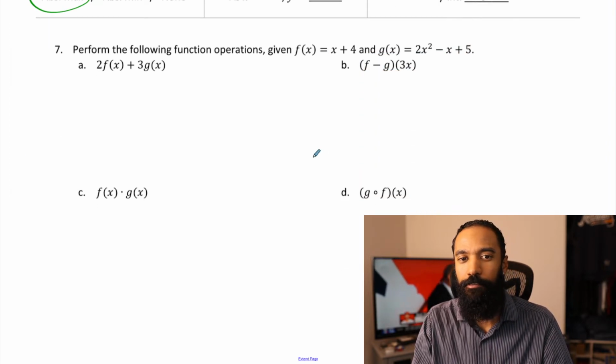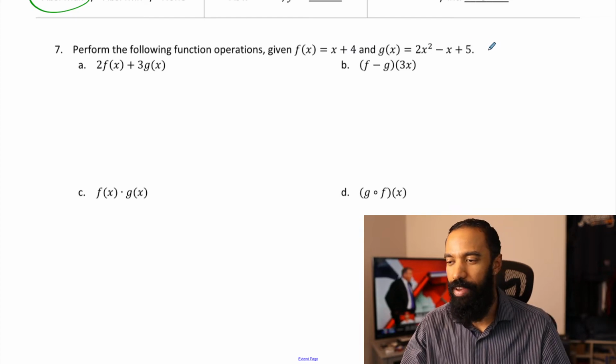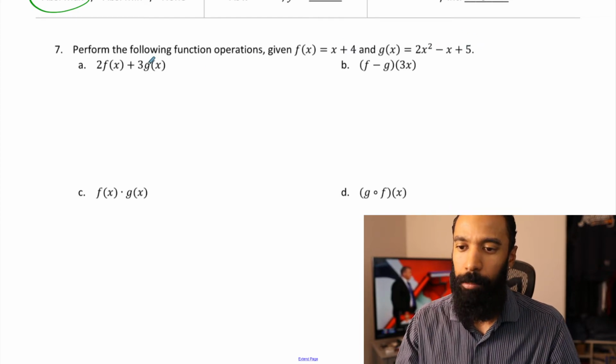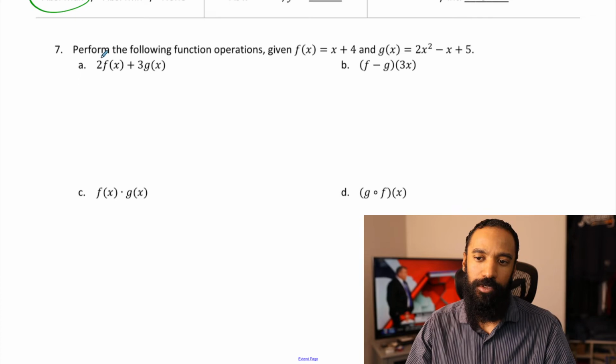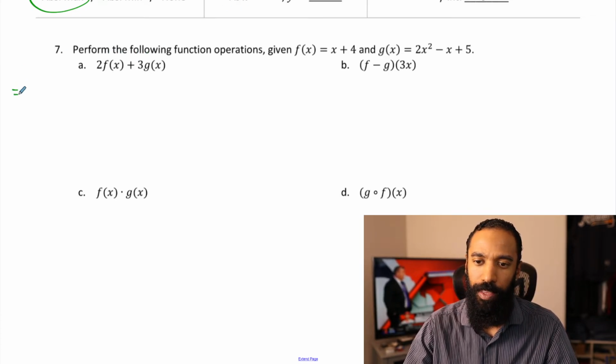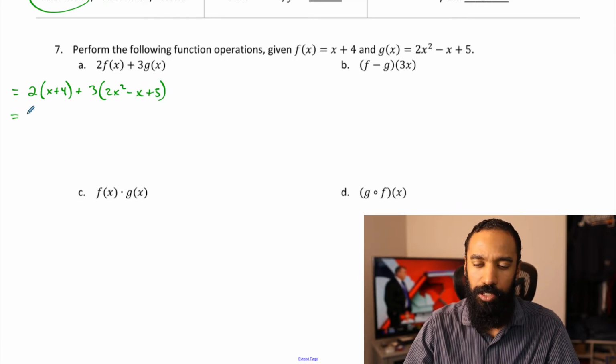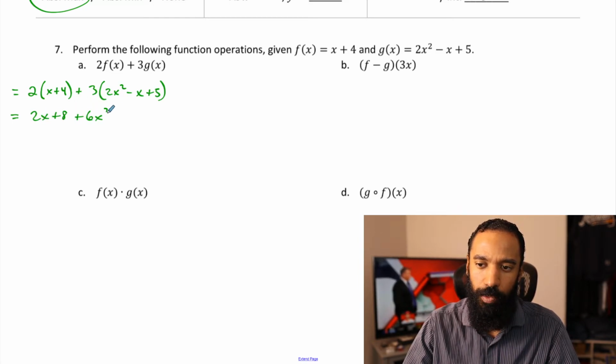All right, perform the following function operations given f of x equals x plus 4 and g of x equals 2x squared minus x plus 5. Let's do 2f of x plus 3g of x. That means 2 times f of x plus 3 times g of x. We just simplify. There's nothing to solve. Distribute: 2x plus 8. Distribute here: 6x squared minus 3x plus 15.